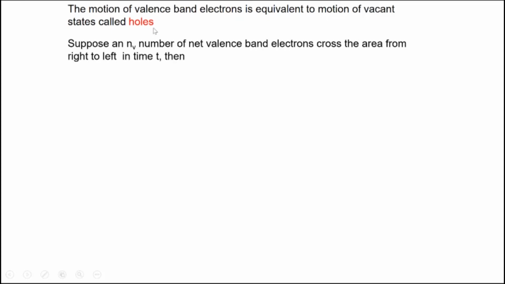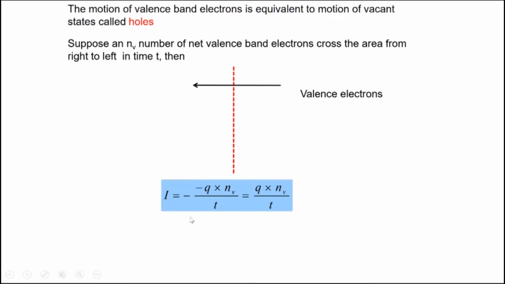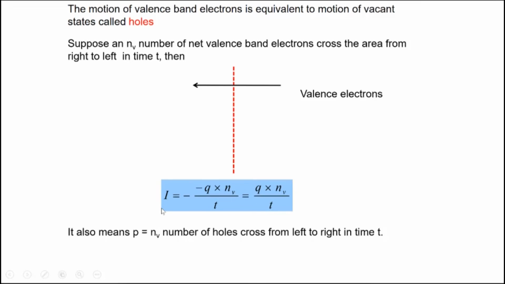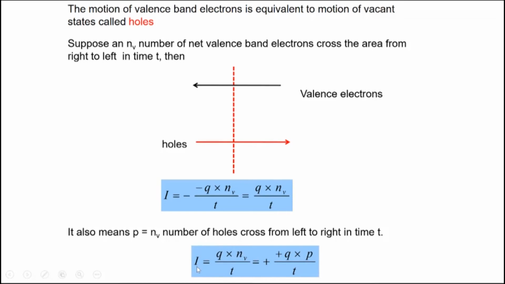Again, as I said, we are painting a very, very simple picture of what is really happening here. So what we are saying is the net movement of valence band electrons here is equivalent to the movement of holes over here. So we can model the current flow in the valence band in terms of the movement of holes, where the number of holes, or number of vacant states, is p here, provided we assign them a positive charge.